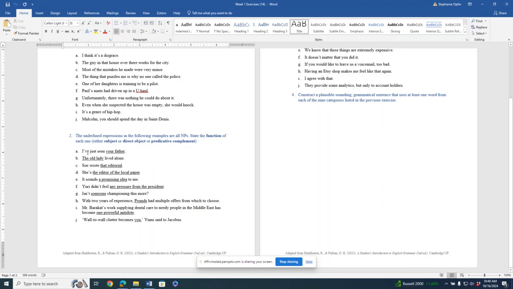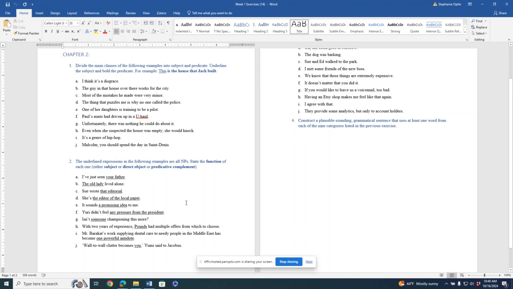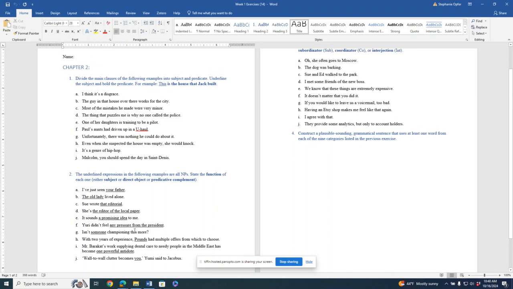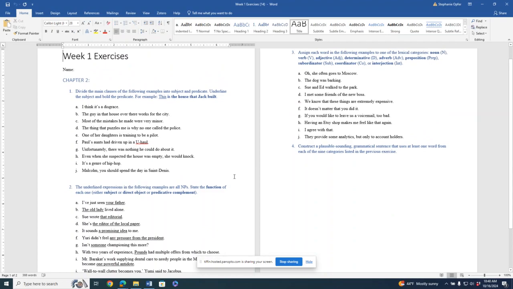So I'll give you the first one. I've just seen your father. I've just seen who? Your father. Your father is clearly not the subject of the sentence. The subject of the sentence is I, right? That's who's doing the action. So noun phrases answer the question who or what. To find the direct object, you can ask who or what to the verb. I've just seen is the verb. So I've just seen who? Your father. That means your father is the direct object. All right. So I've given you that one. So you can go through those underlined noun phrases and determine how they are functioning.